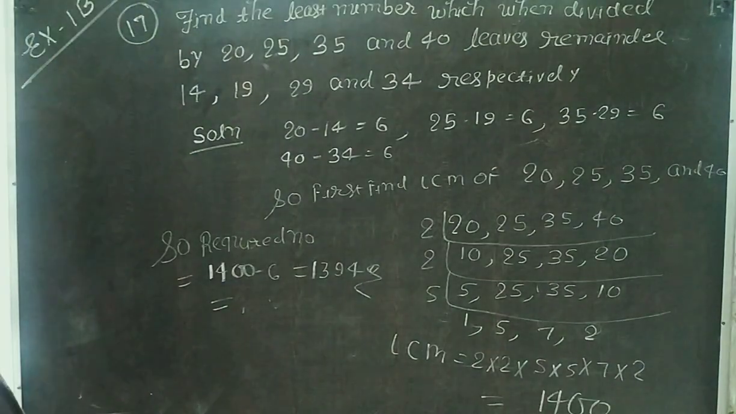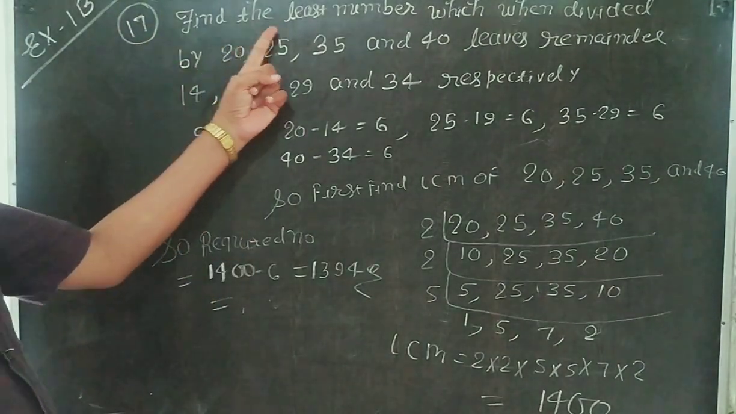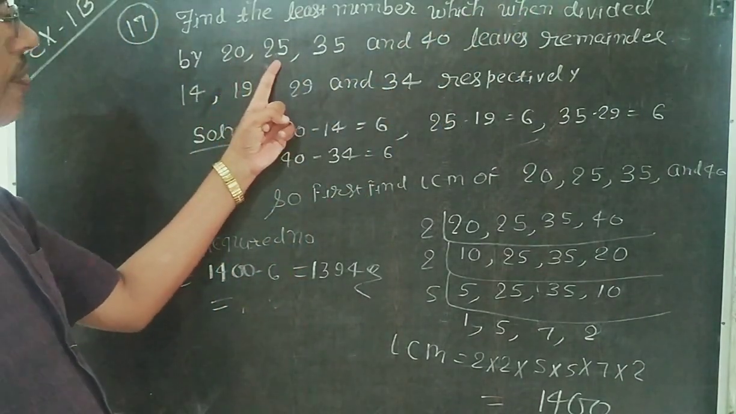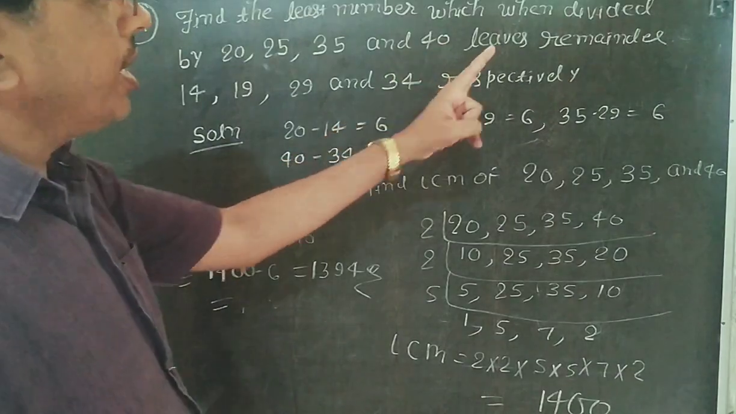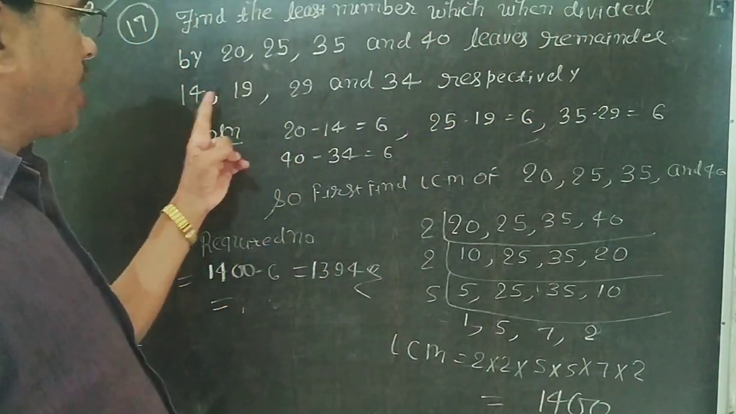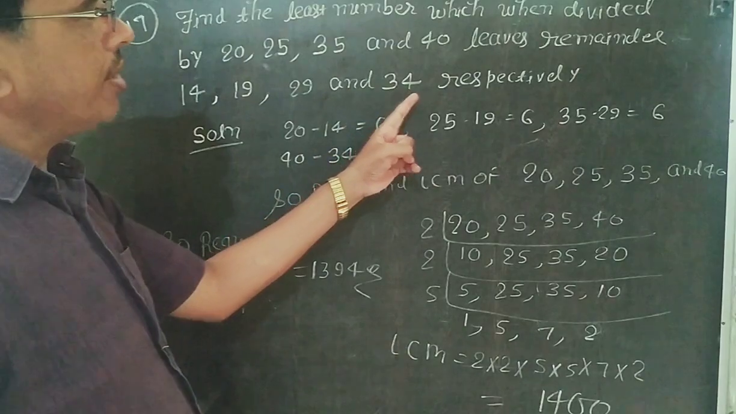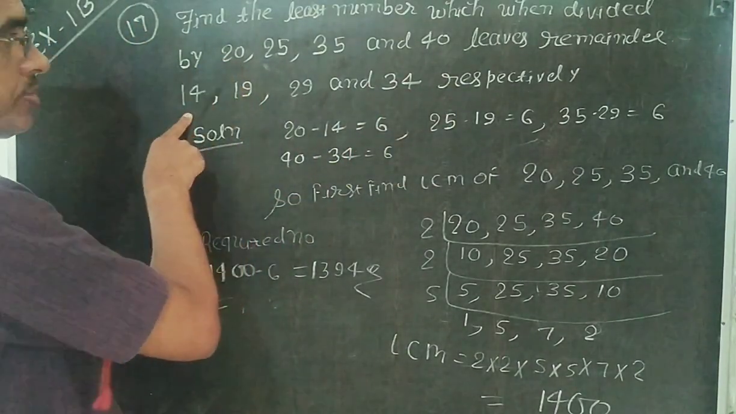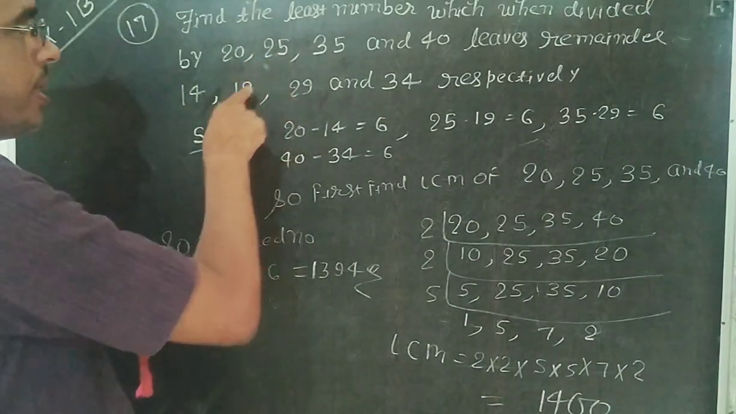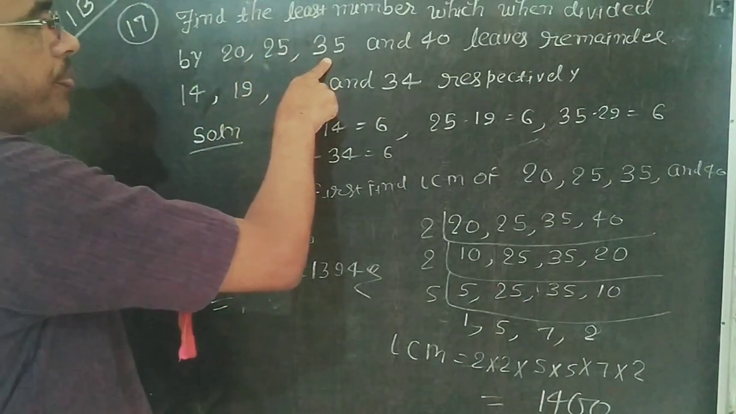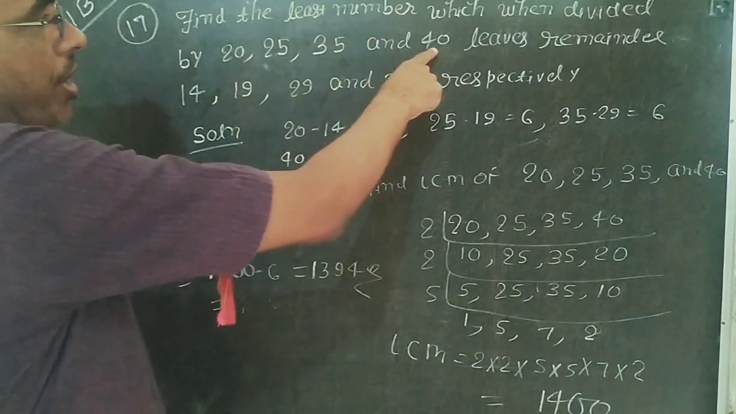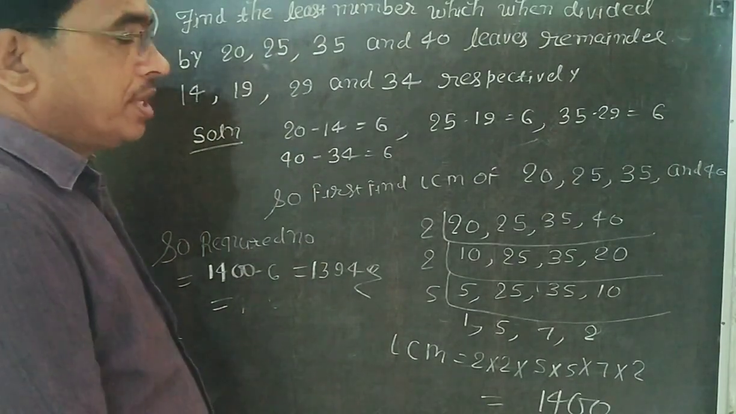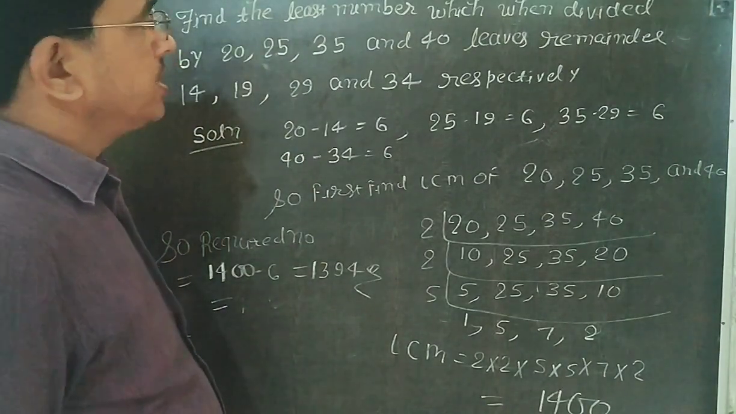See here, question 17: find the least number which when divided by 20, 25, 35 and 40 leaves remainders 14, 19, 29, 34 respectively. That means when divided by 20, the remainder is 14. When divided by 25, the remainder is 19. When divided by 35, the remainder is 29. And when divided by 40, the remainder is 34. This type of question I solved before this video in the examples.